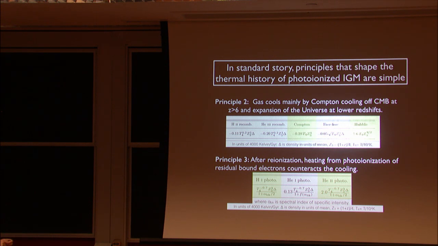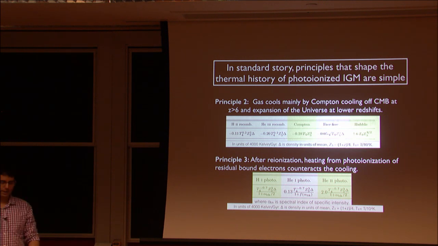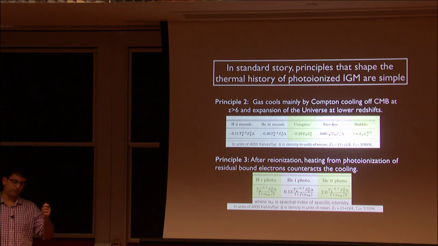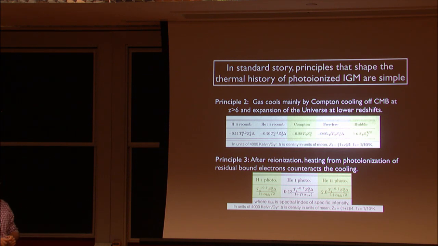So you heat it up, the gas is cooling. And then the next principle is that not only is it cooling, but the gas in the universe is recombining. If I have a hydrogen atom, it recombines. We know this from studying the Lyman alpha forest. Roughly 30,000 years later, it will be ionized again. So over a very short time scale, it will be reionized, and this will inject heat into the intergalactic medium.